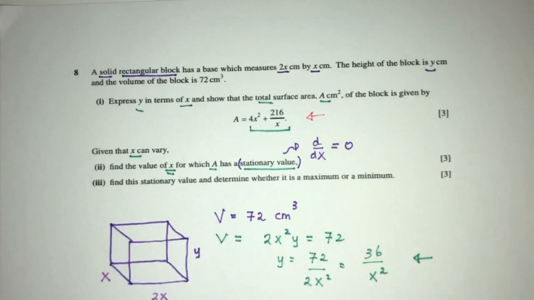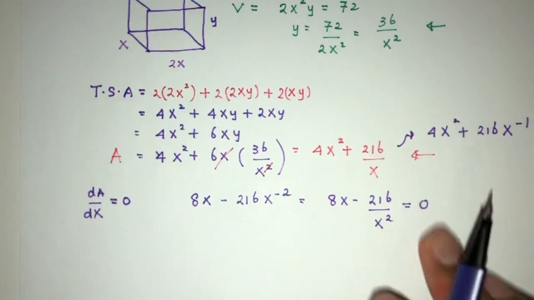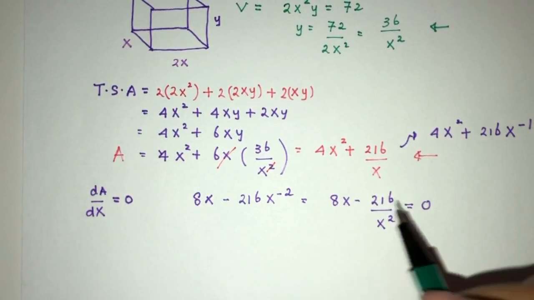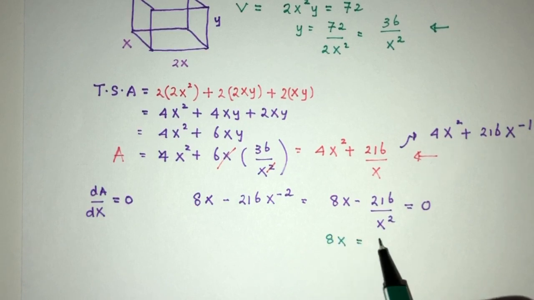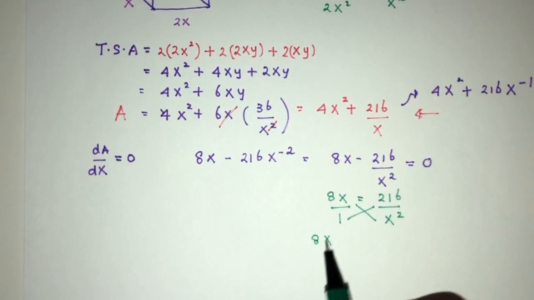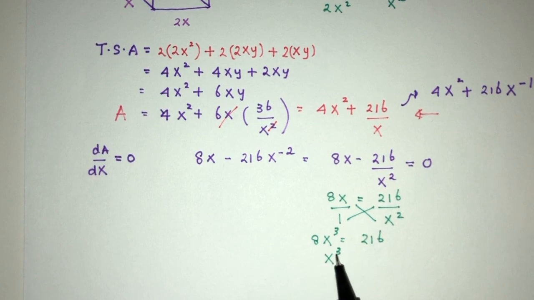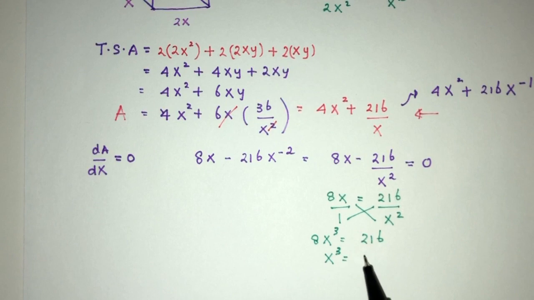Because this is what happens at the stationary point. Let me write this down. At the stationary point, dA by dx is equal to 0. So equate to 0. Now let's solve. You will have 8x is equal to 216 over x squared. Now we can just cross multiply. You will have 8x cubed is equal to 216. x cubed is equal to 216 divided by 8. That will be 27. So x has to be the value of 3.